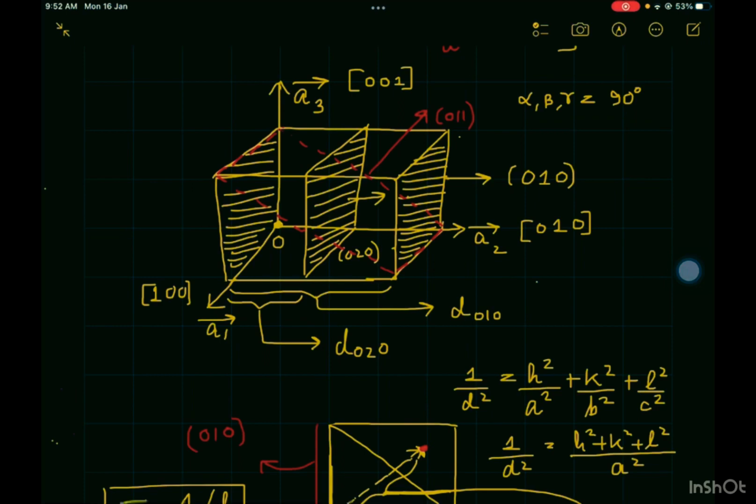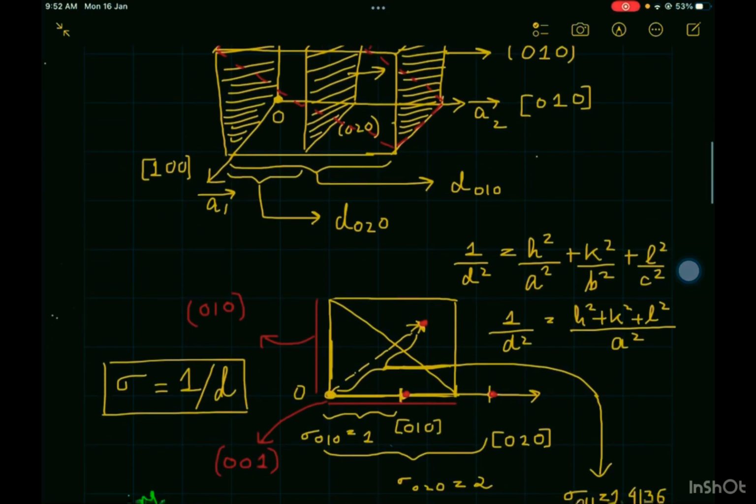After we have drawn normals to each set of parallel planes, what we will do is to determine the length of those normals. Now the length of those normals will be given by sigma. Sigma is 1 by d, where d is the distance between two planes in a parallel set of planes. For example, the distance in case of the (0, 1, 0) plane will be 1.